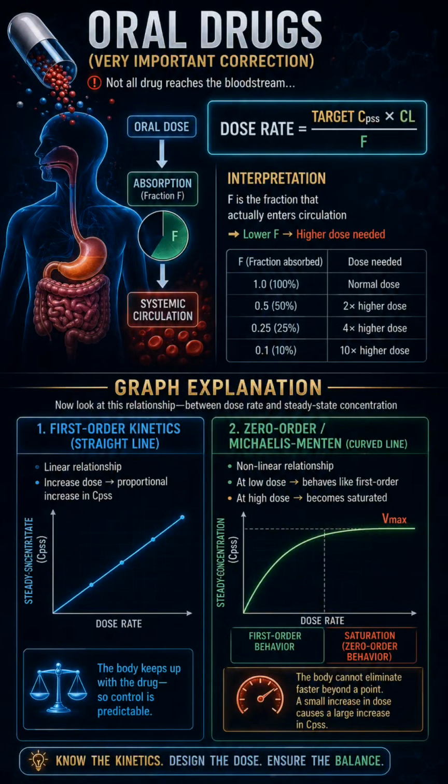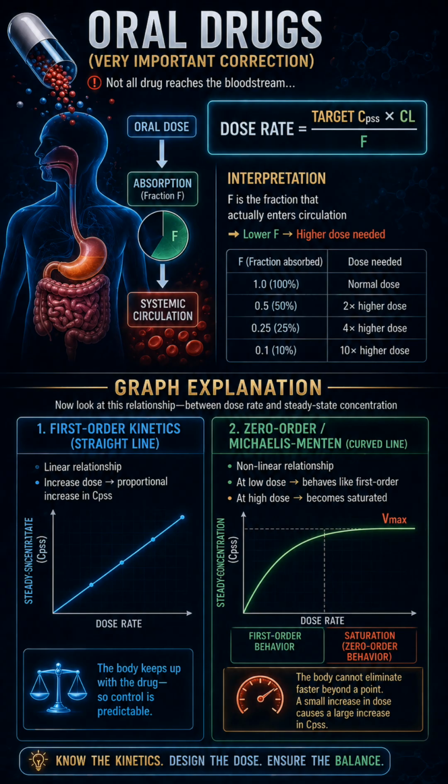Now, oral drugs are a very important concept. Not all drugs reach the bloodstream. There is only a fraction which reaches the systemic circulation. Here, dose rate equals target Cpss times clearance divided by that fraction F. F is the fraction that actually enters the circulation. Lower the F, higher the dose needed.